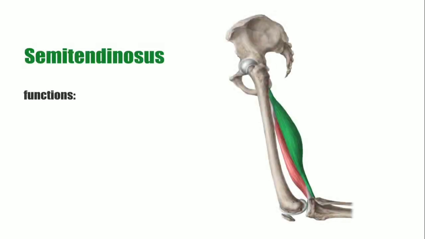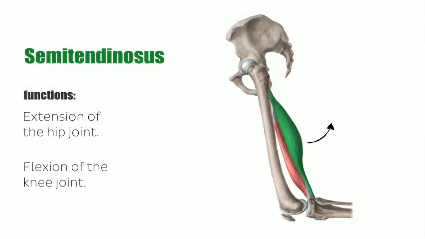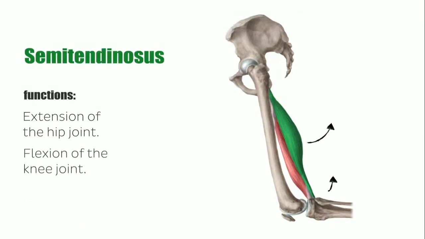Let's take a look now at the different functions associated to the semitendinosus. Like the other posterior thigh muscles, it's going to contribute to extension of the hip joint, extension of the thigh at the hip joint. You can say that as well. And also, this muscle is going to help flex the knee joint, as you can see on this last arrow.